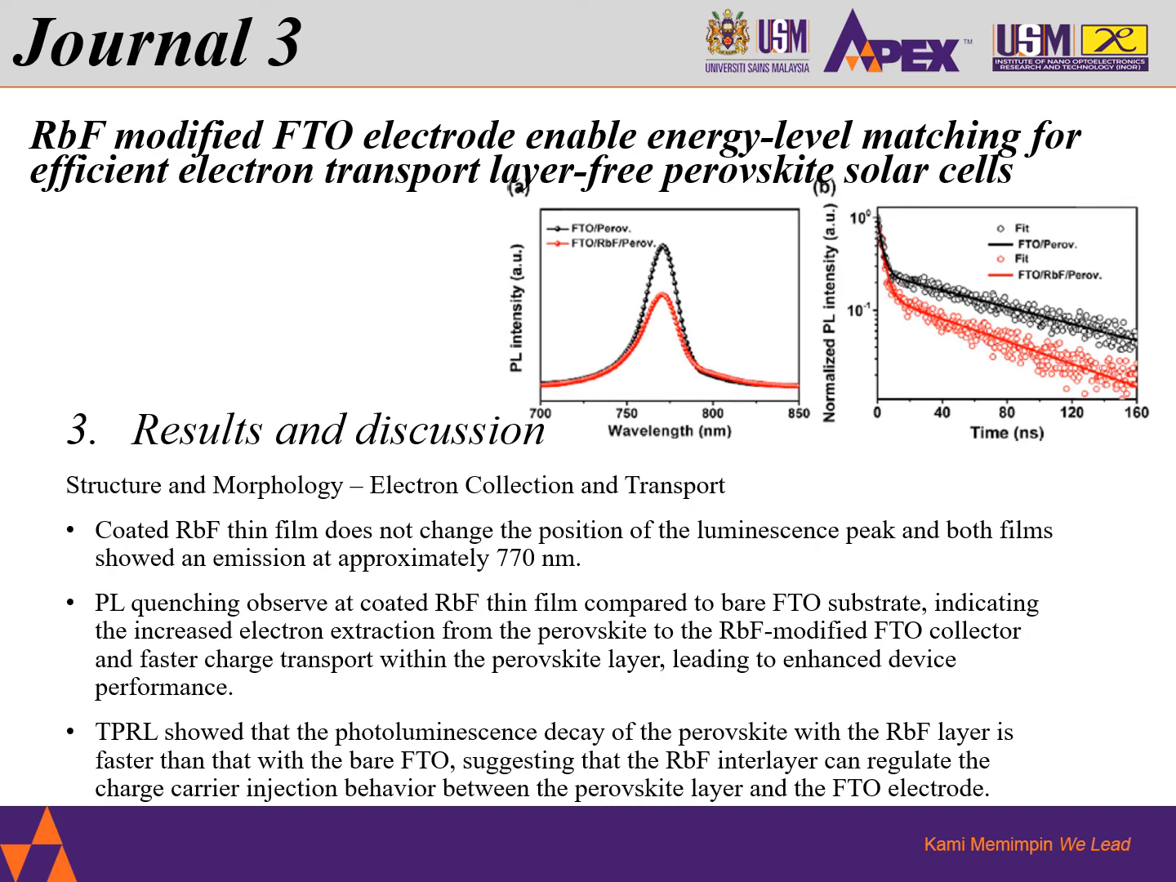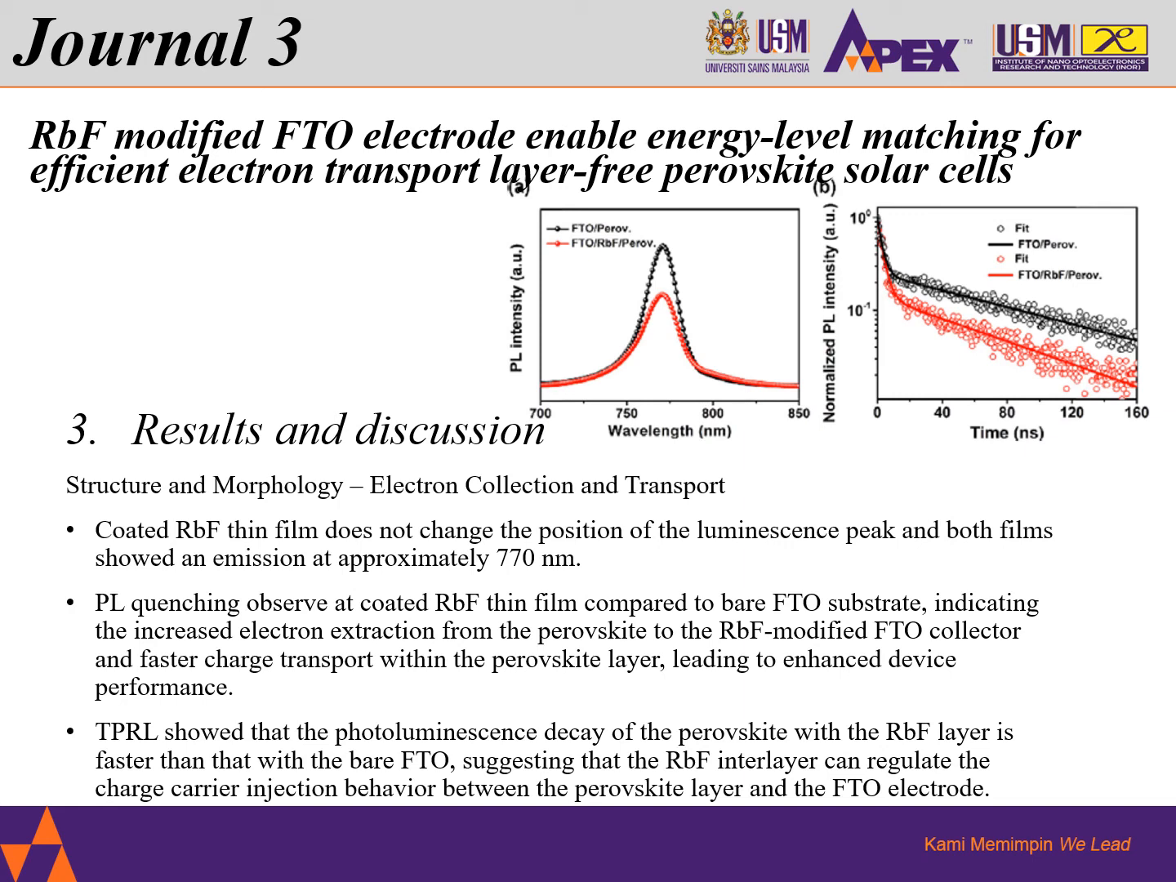This is actually caused by the faster charge transport within the perovskite layer, which eventually enhances the device performance. Another characterization, the TRPL, also shows that the photoluminescence decay of the perovskite with RbF coating is faster than the one without. This tells us that the RbF interlayer can regulate the charge carrier injection behavior between the perovskite layer and the FTO electrode.